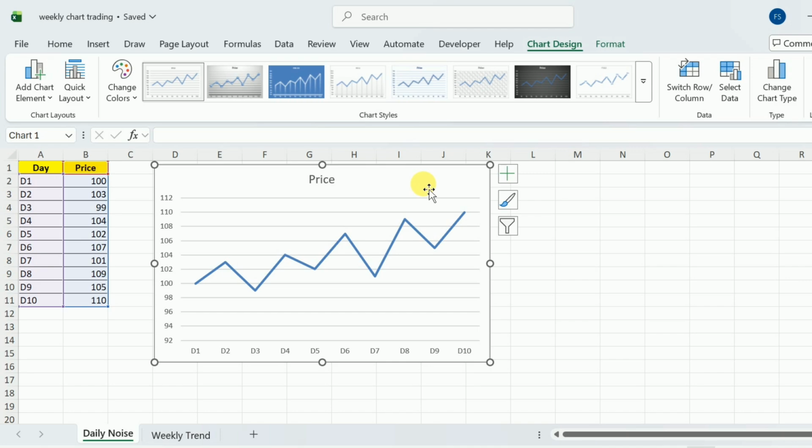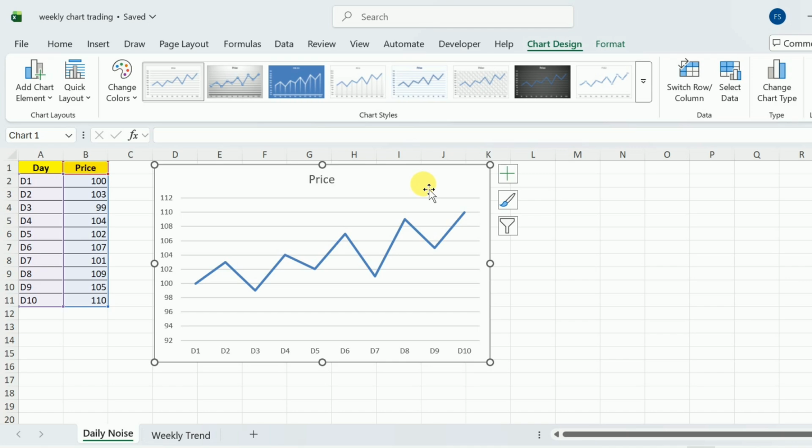Now look at this chart. Price is moving up, then down, then up again, and then down. This creates confusion. As a trader, you might think, is this a breakout? Should I enter here? Or is this a reversal? But in reality, most of these movements are just noise. Small fluctuations that don't represent the real market direction. This is where most beginners make mistakes. They react to every small move.